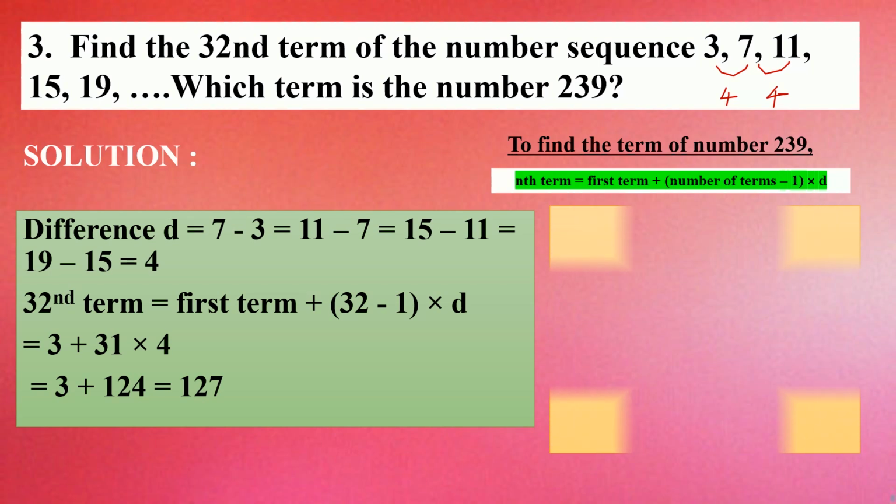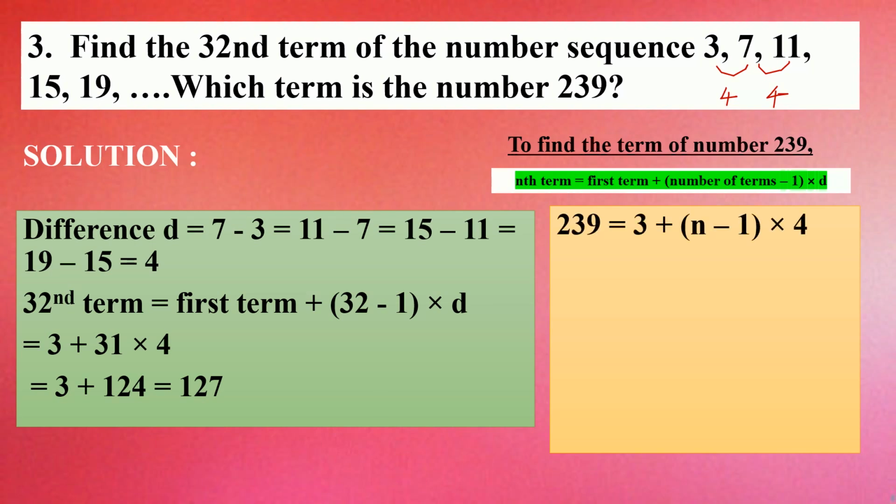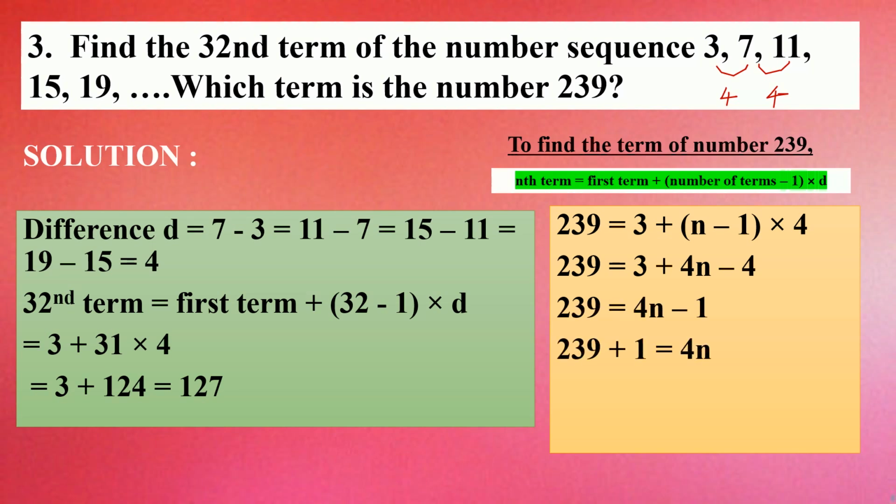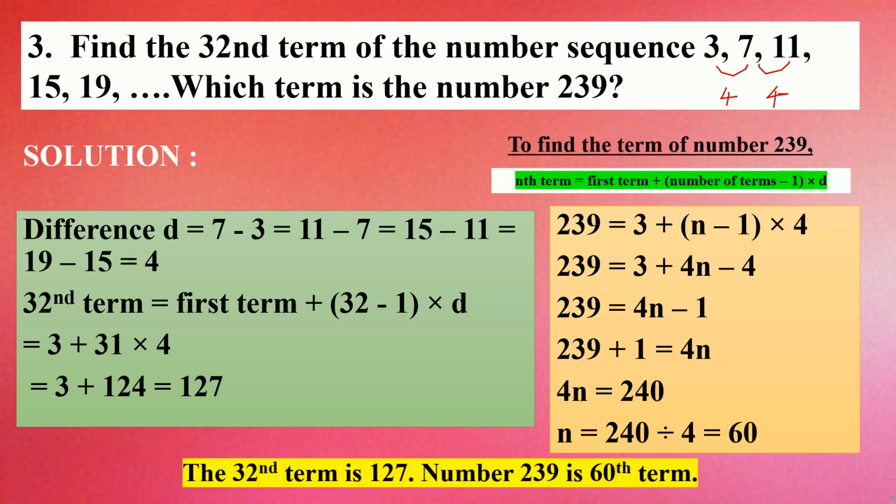The next step is we need to find which term is the number 239. Using the formula, the nth term is equal to the first term plus number of terms minus 1 into d. So 239 is equal to the first term, that is 3, plus n minus 1 into 4. Let us solve the equation. 239 is equal to 3 plus 4n minus 4. 3 minus 4 is minus 1, so 4n minus 1. 4n is equal to 239 plus 1, that is 240. So 4n is equal to 240 and n is equal to 60. So 239 is the 60th term.